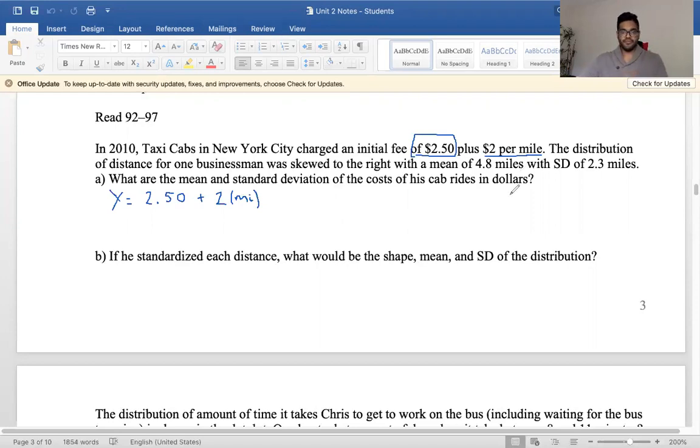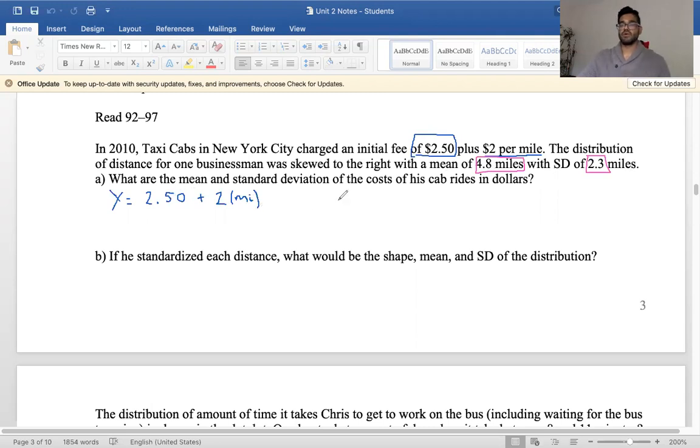Now, the next piece of important information is that this businessman has a mean of 4.8 and a standard deviation of 2.3. We're trying to figure out this guy's distribution of cost for the cab, so we're going to take this information and plug it into this equation. Now the question is, thinking about the notes from before, when I plug in this 4.8 for miles, that's a measure of mean. Am I going to add the 2.50 at the end, or not?